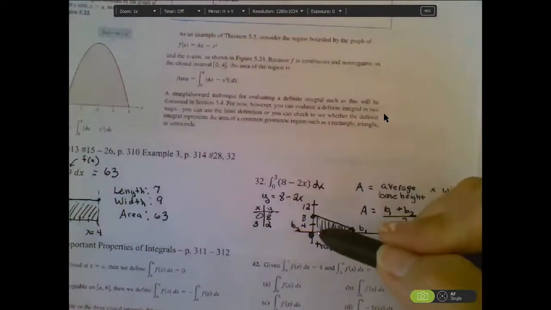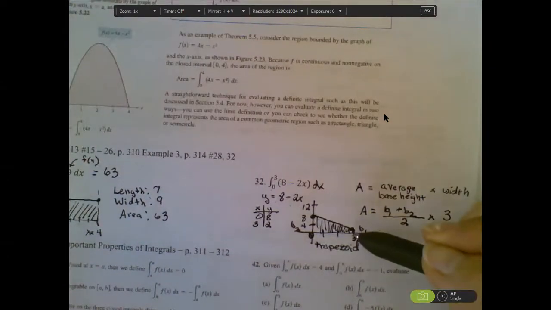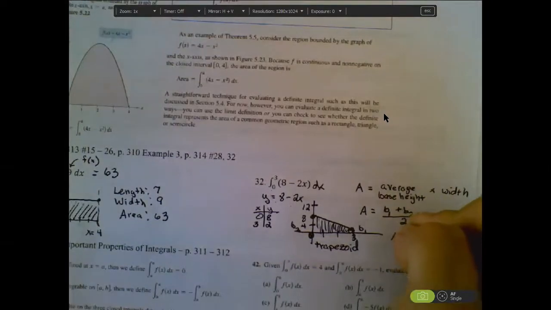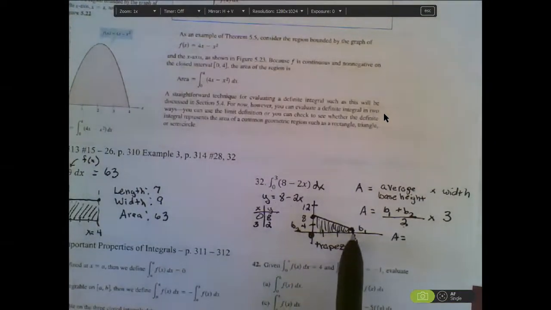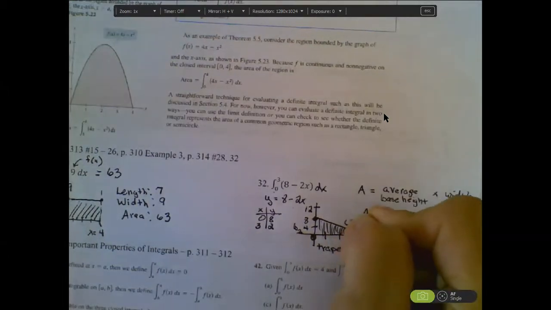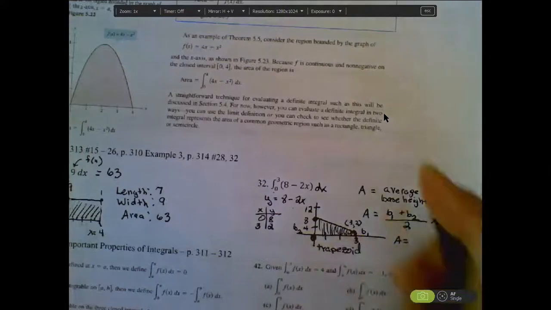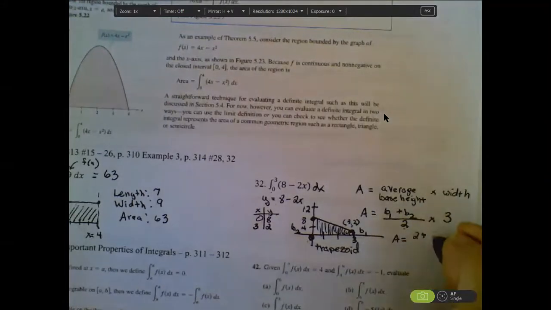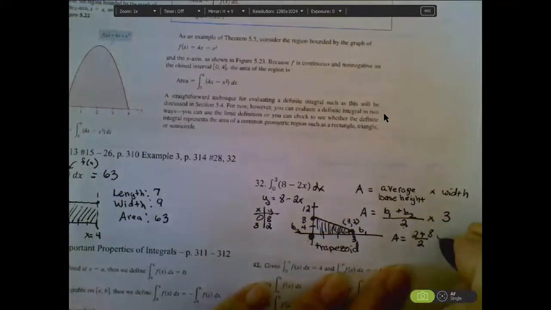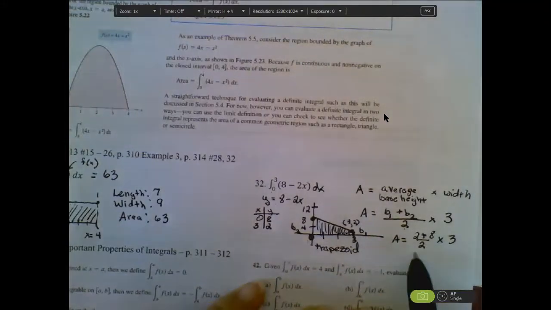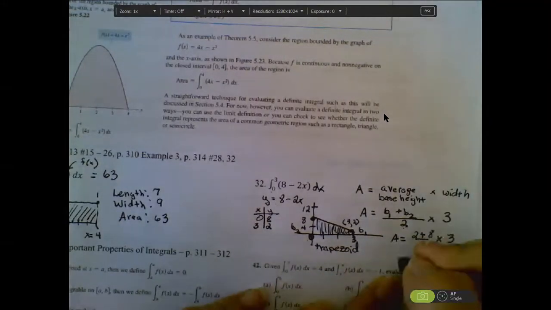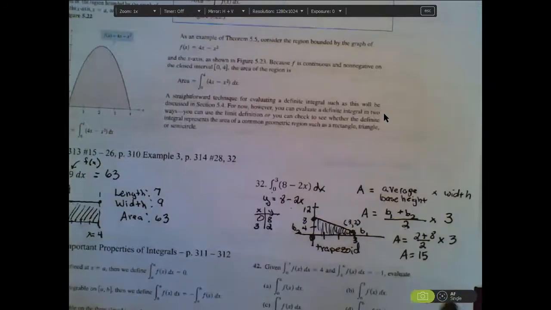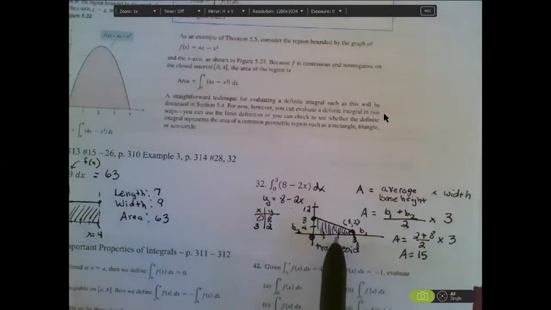So what is the height of this base? Two. Yeah, that's the point (3, 2). So that height is 2. And what's the height of this larger base? 8. And 10 divided by 2 is 5. 5 times 3 is 15. 15 is the area of that trapezoid.